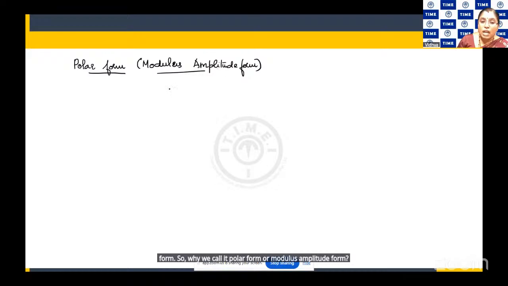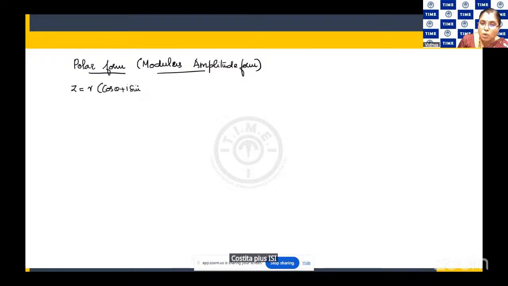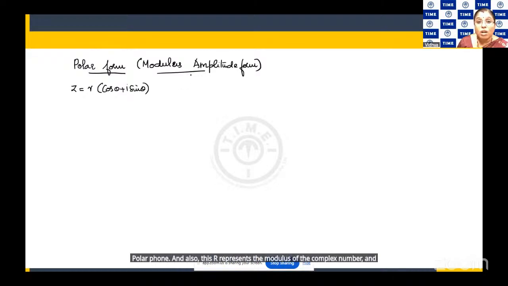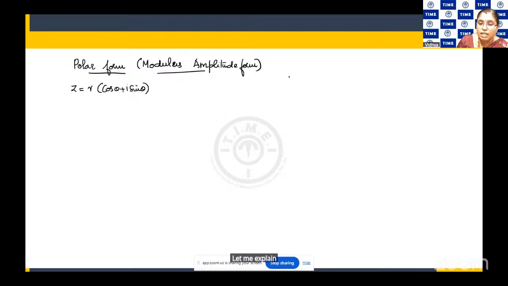Always note, the form is actually like this: Z is equal to R into cos theta plus I sin theta. This is how we are going to write any complex number using these two variables, R and theta. These R and theta are called polar coordinates, and that's why we call this form polar form. Also, this R represents the modulus of the complex number, and theta represents something called argument or amplitude of a complex number.